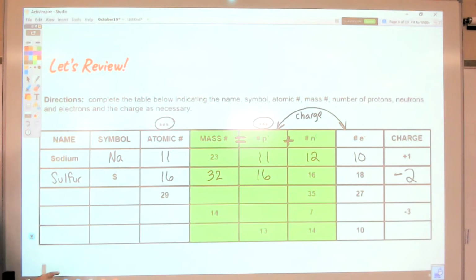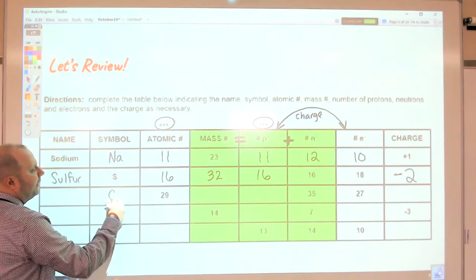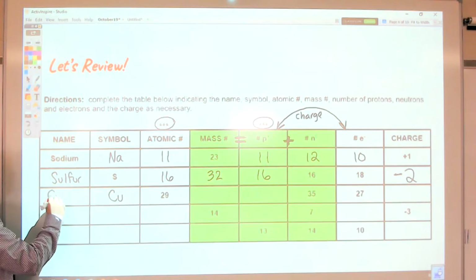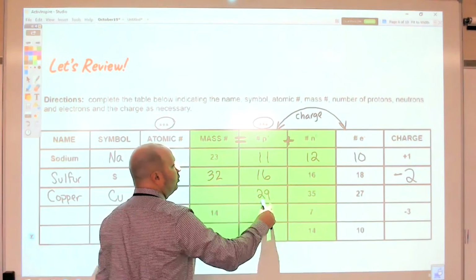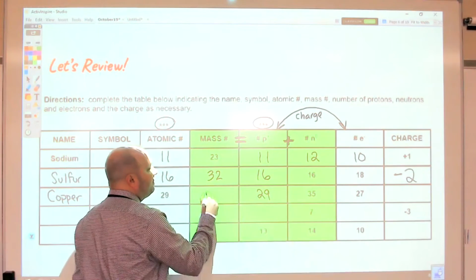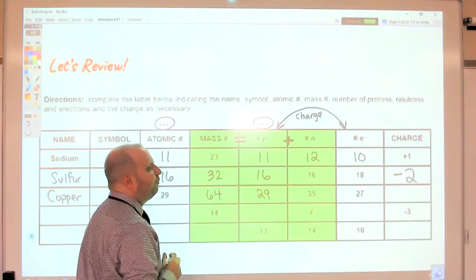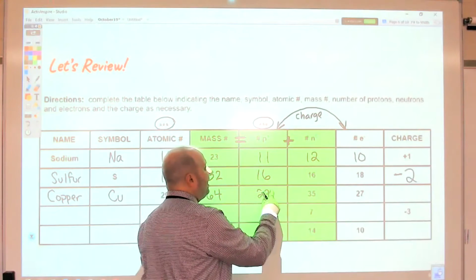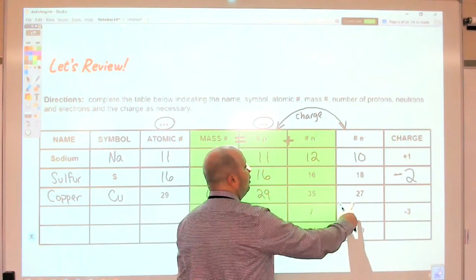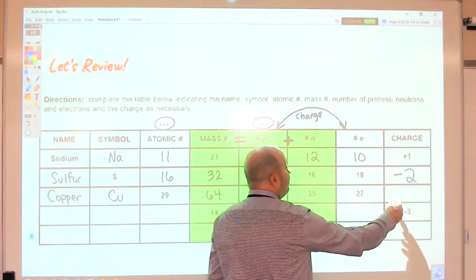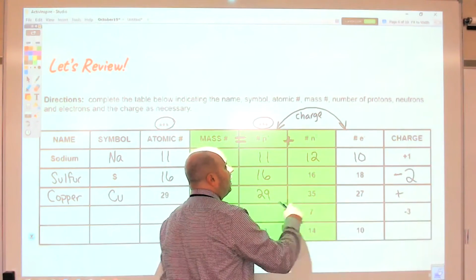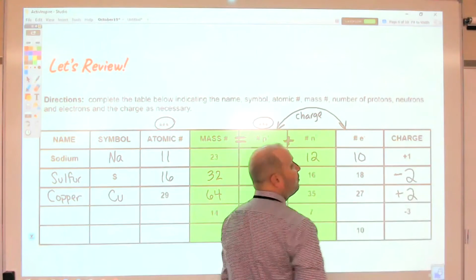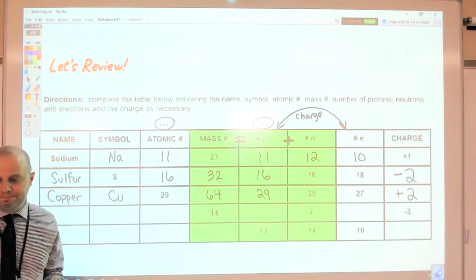My next example, atomic number 29. That's the element copper. So 29 will also go in this spot. 29 plus 35, that adds up to give you 64. And now when I compare 29 protons to 27 electrons, that means I have a positive charge. And because I have 2 more protons than I have electrons, I have a positive charge by 2.